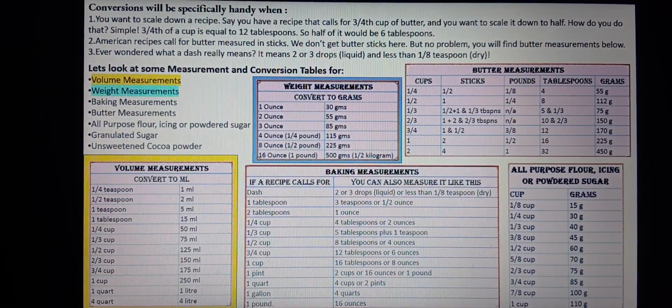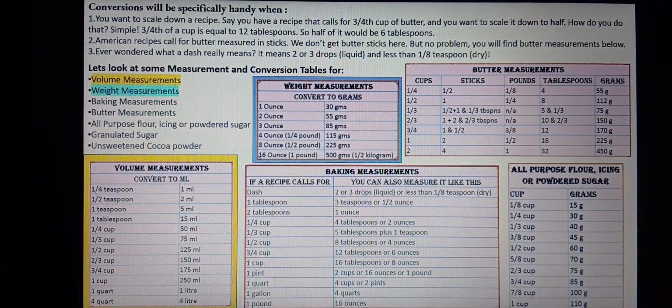Some conversions will be specifically handy when you want to scale down a recipe. So you have a recipe that calls for 3/4 of a cup of butter and you want to scale it down. How do you do that? Simple. 3/4 of a cup is equal to 12 tablespoons, so half of it would be 6 tablespoons. American recipes call for butter measurements in sticks. We don't get butter sticks here, but no problem. You will find the butter measurements below.